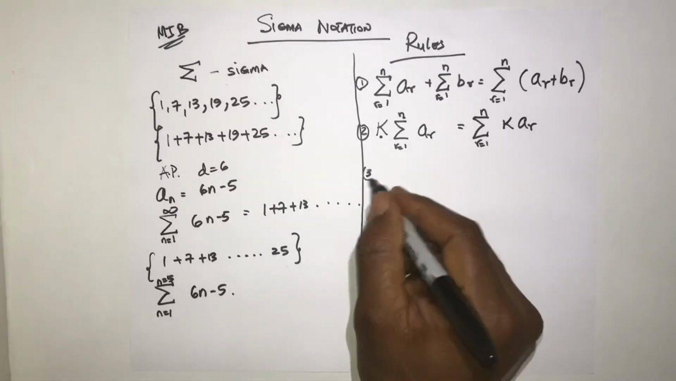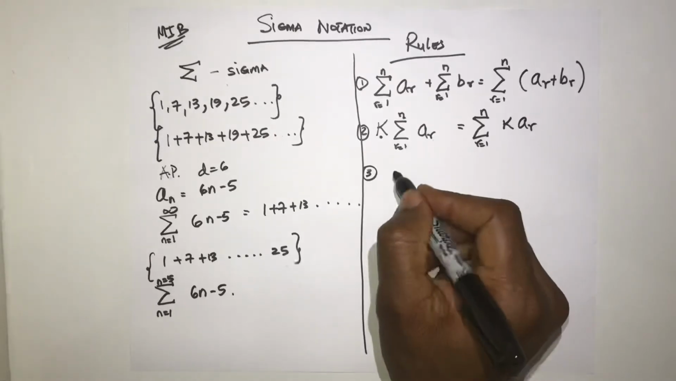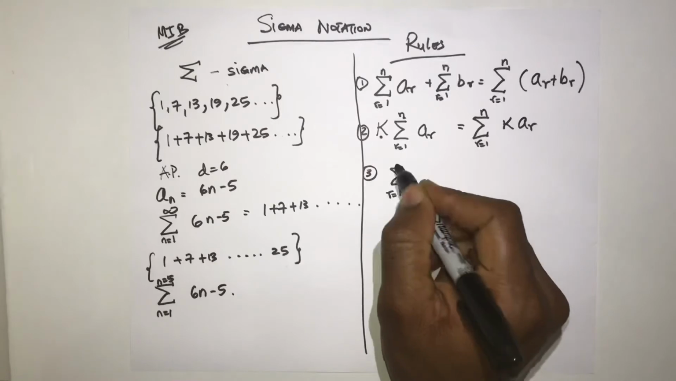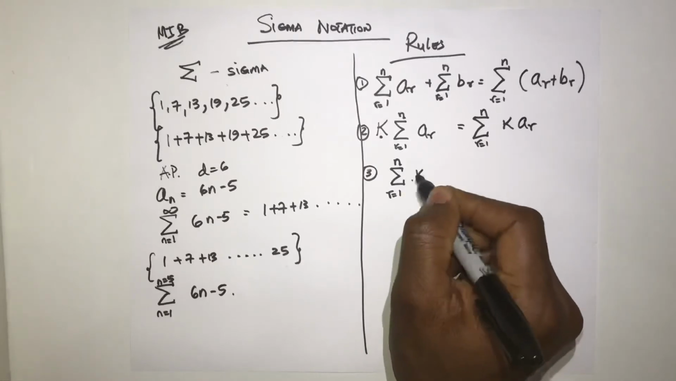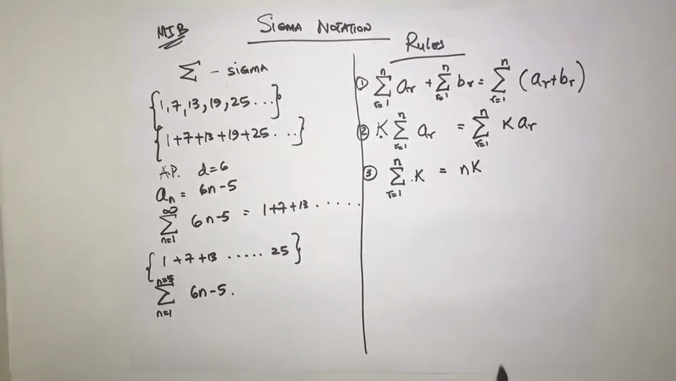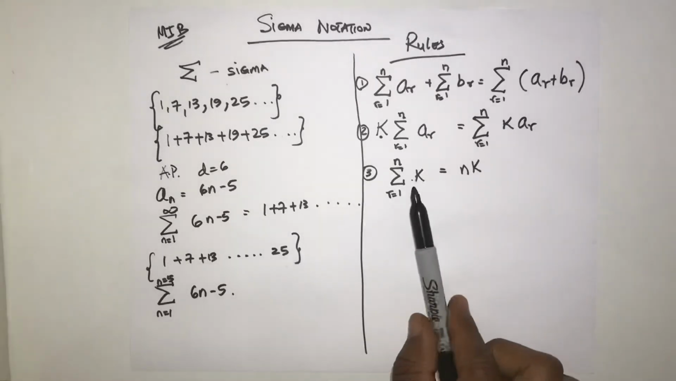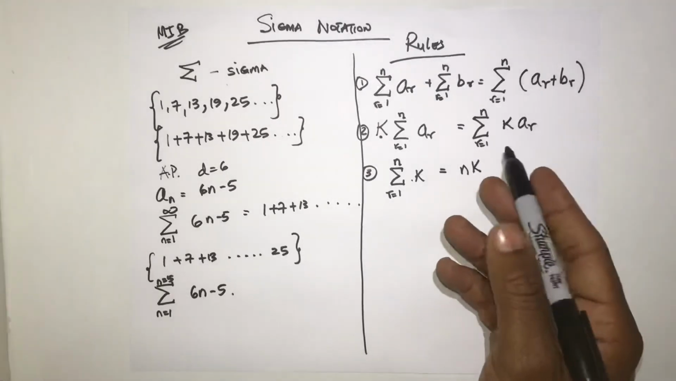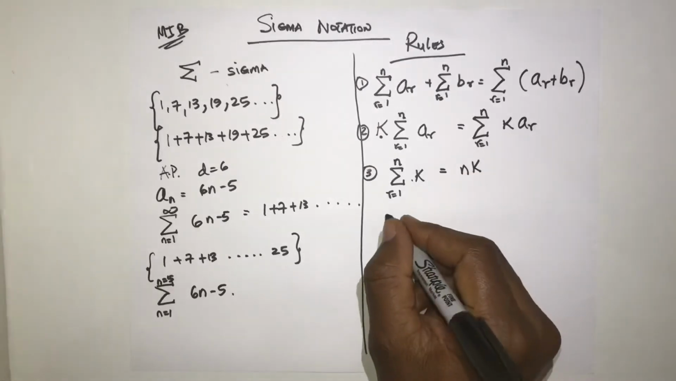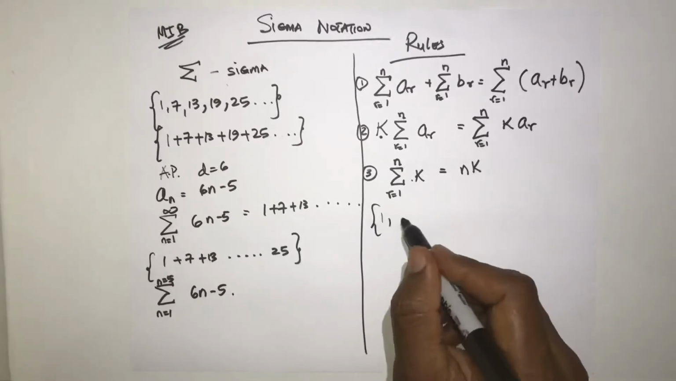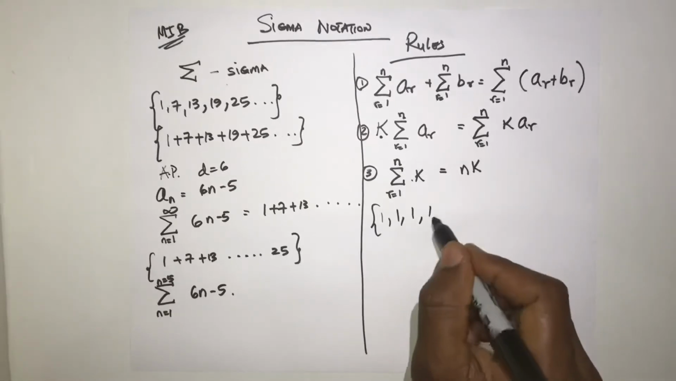Next, another that we look at is with respect to the summation of a constant only. So from r equals 1 to n of k. Now this is the same thing as n times k. So what if you're just looking at a constant? The constant is the number 1, right? And 1 goes on.